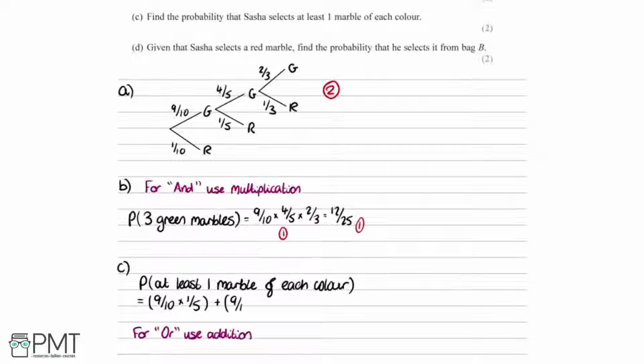So 9 out of 10 multiplied by 4 over 5 multiplied by 1 over 3. And if we put that into the calculator, that equals 21 over 50, which is our final answer for part C. So we're going to get 1 mark here for all this. So work out that we have these 2 different possibilities and adding them together. Then we get a final mark for the correct answer, 21 over 50.